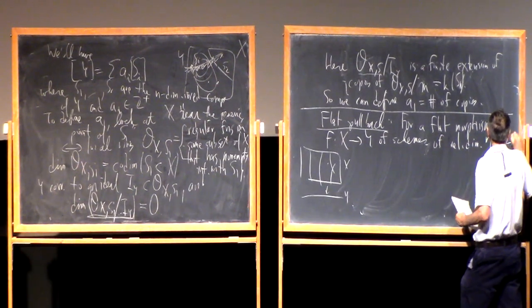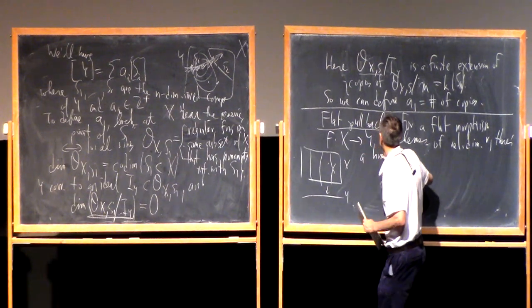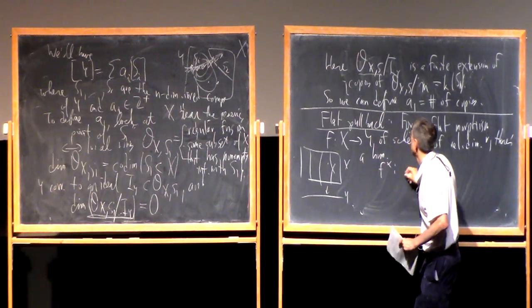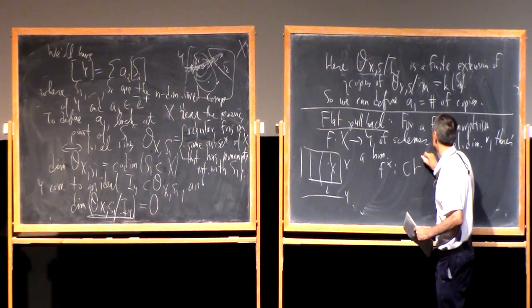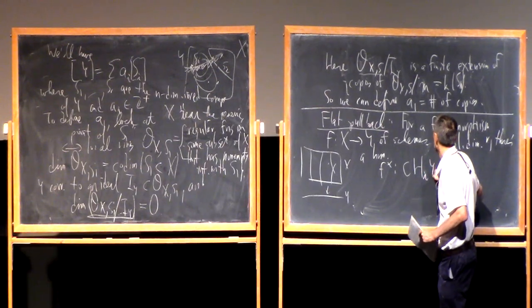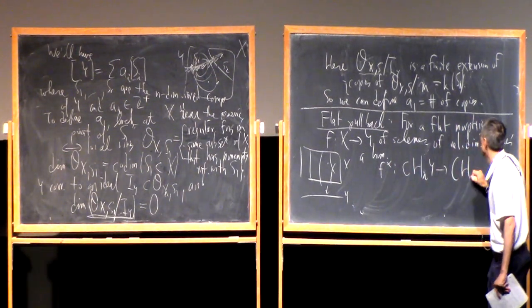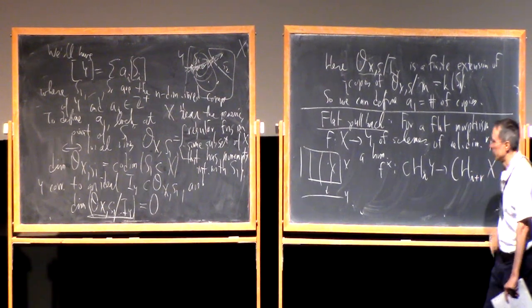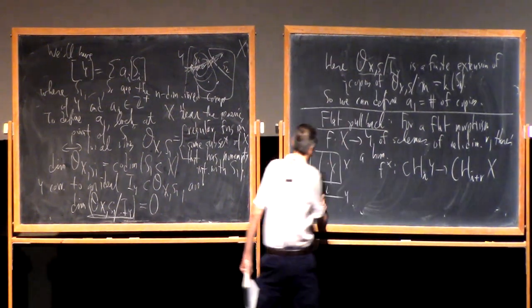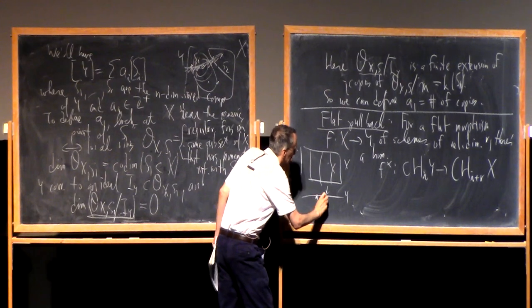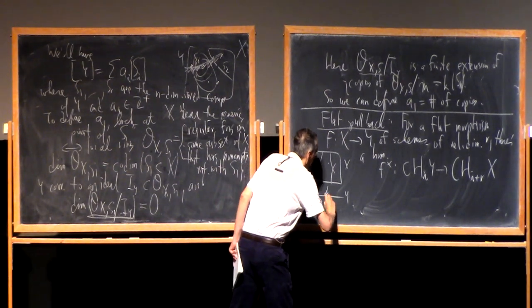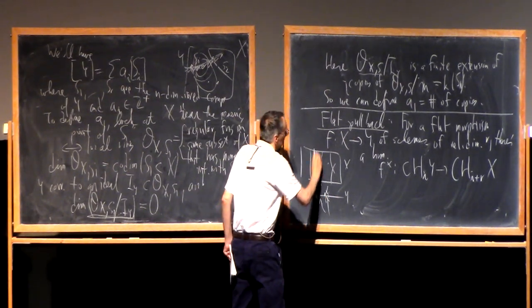Okay, there's a natural homomorphism called flat pullback from, say, the Chow group of Y in dimension i, which is made out of i dimensional cycles, to the Chow group of X in i plus r dimensional cycles. And the idea is this: given a subvariety in Y, we take its inverse image.